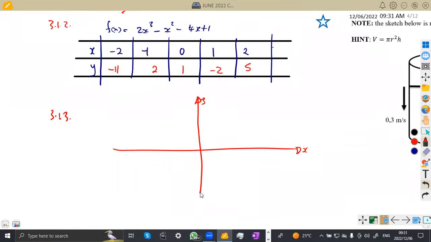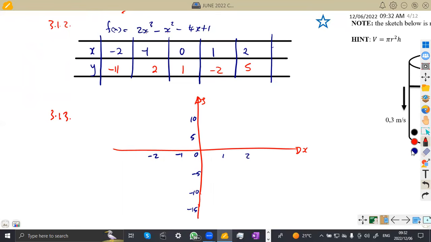If we are to take our values of x, they are ranging from -2 to 2. So that's 0, -1, -2, 1, and 2. Then y, it goes up to -11. So you can just have -5, -10, -15, 5, 10, and so on.